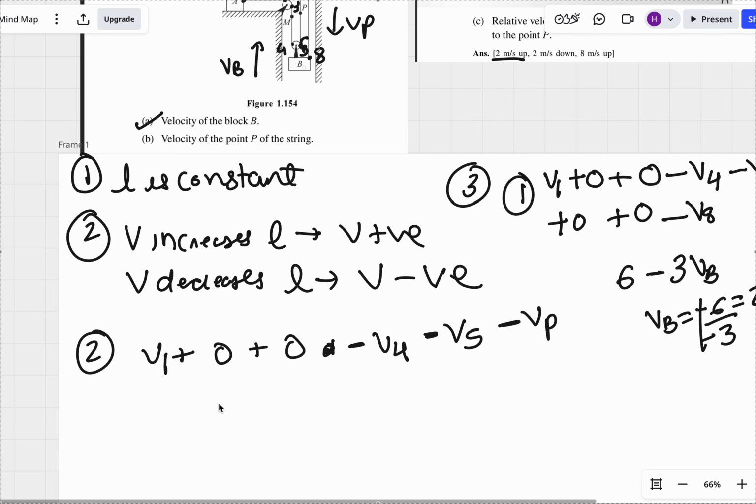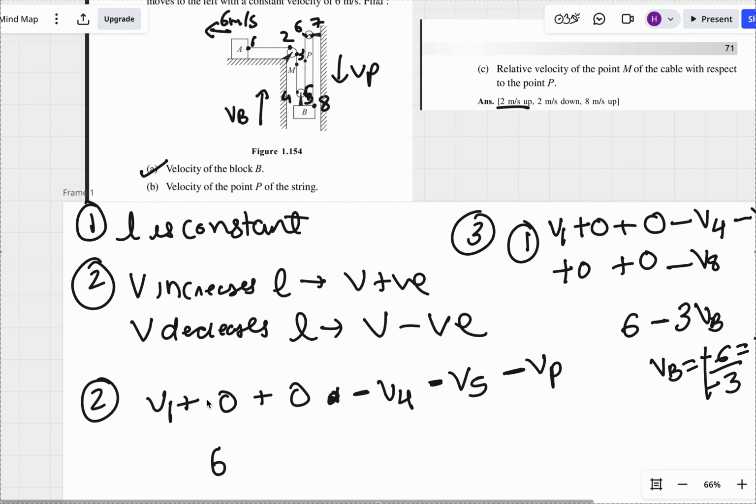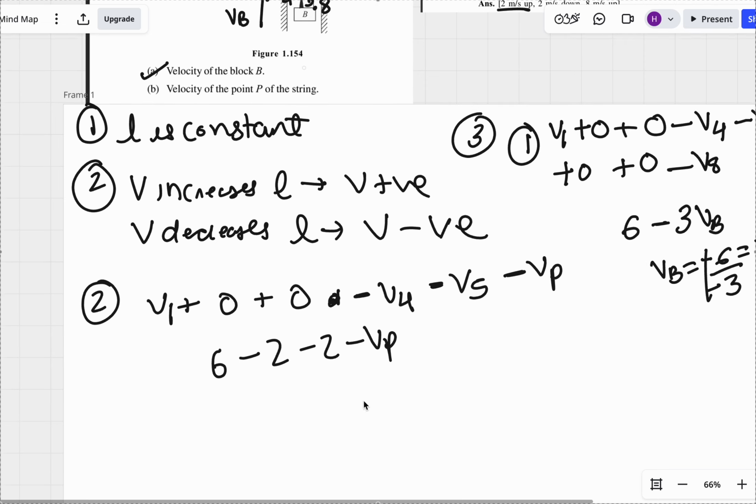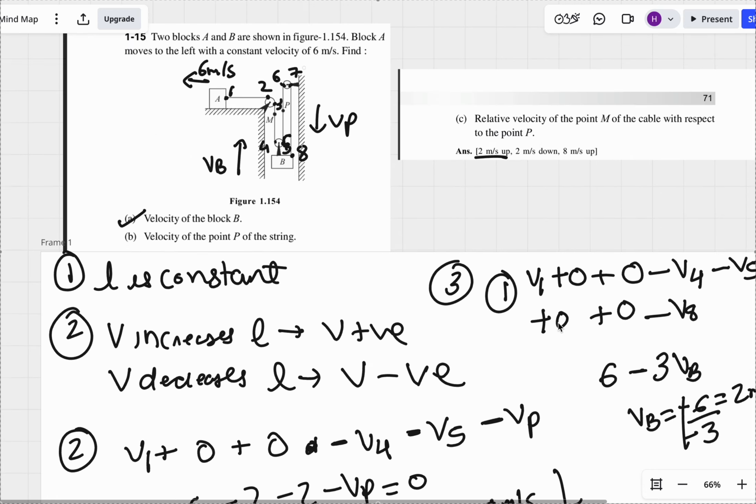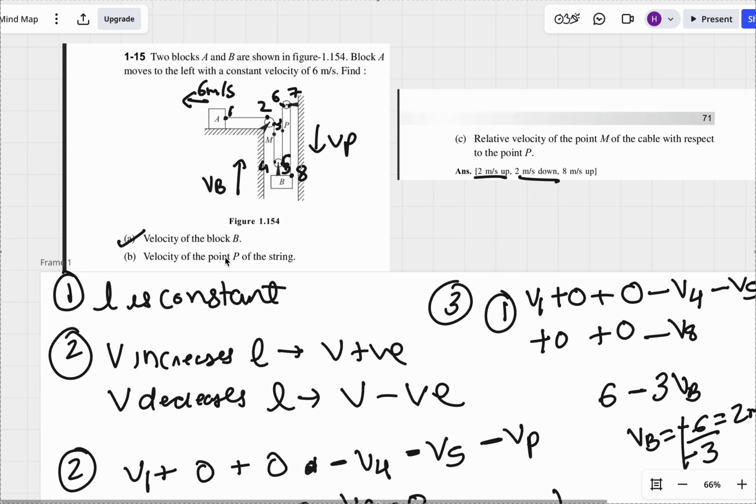So yeah, what is it? V1 is 6, right? 6, and this is minus 2, minus VP is equal to 0. So what is happening here? 4 minus VP is equal to 0, so VP is equal to 4 meters. No, sorry. This is 6 minus 4, which is 2. VP is 2 meters per second downwards, which is another right answer. Yeah, 2 meters per second downwards.